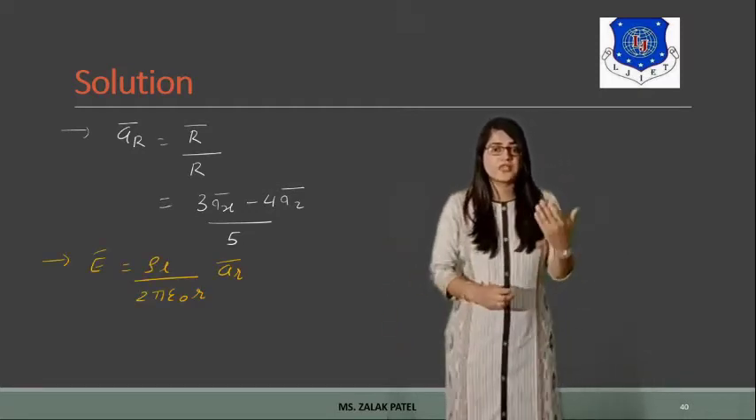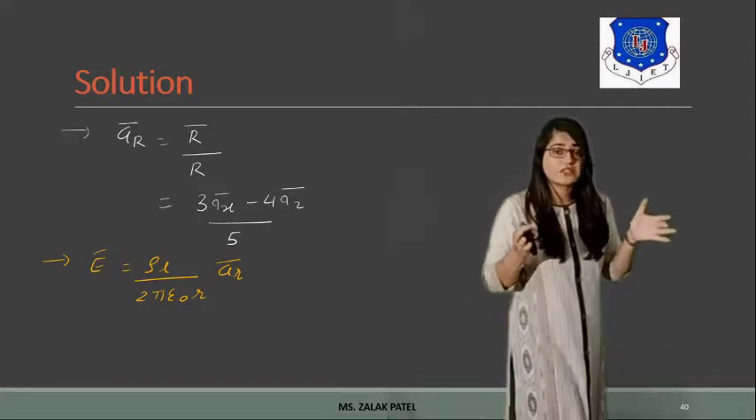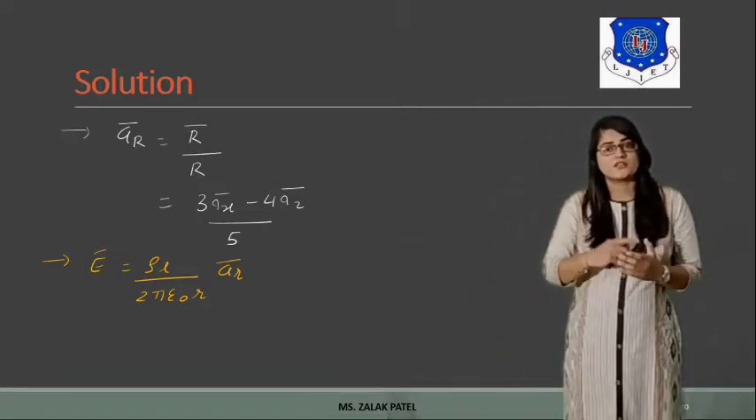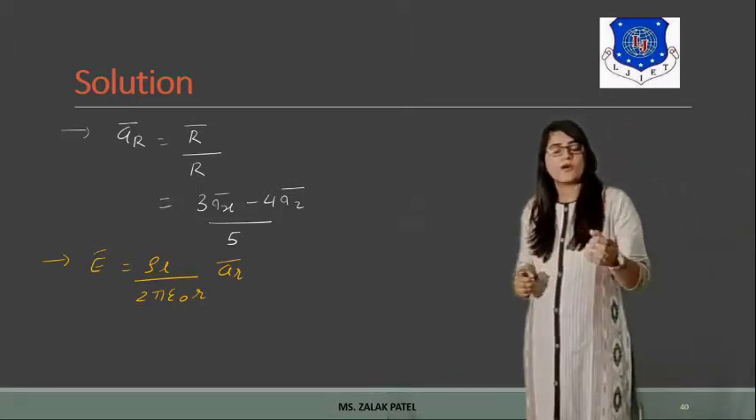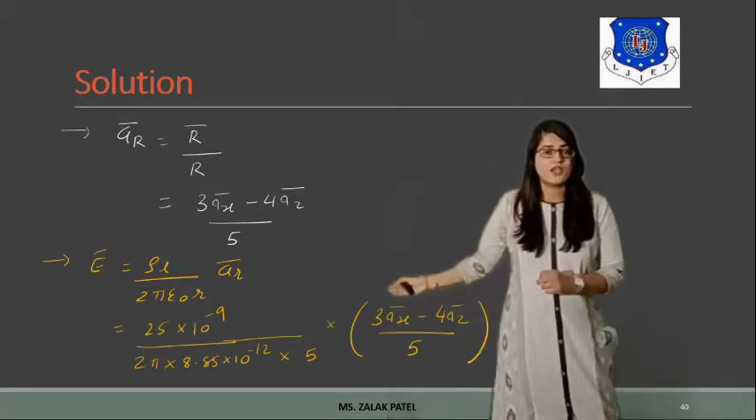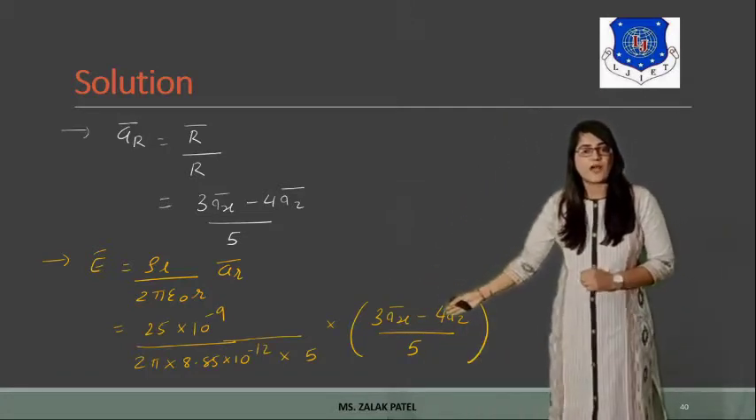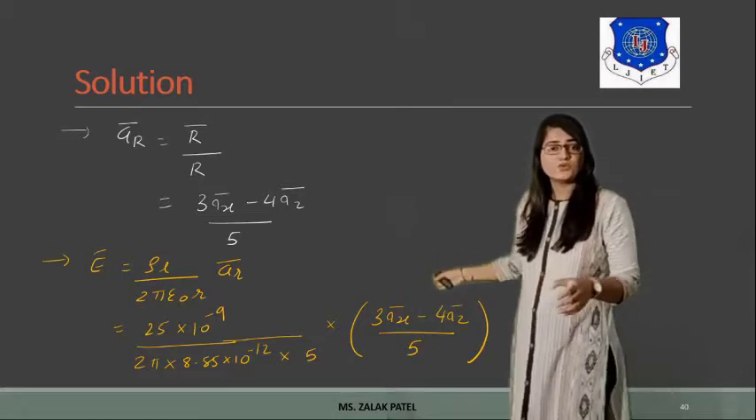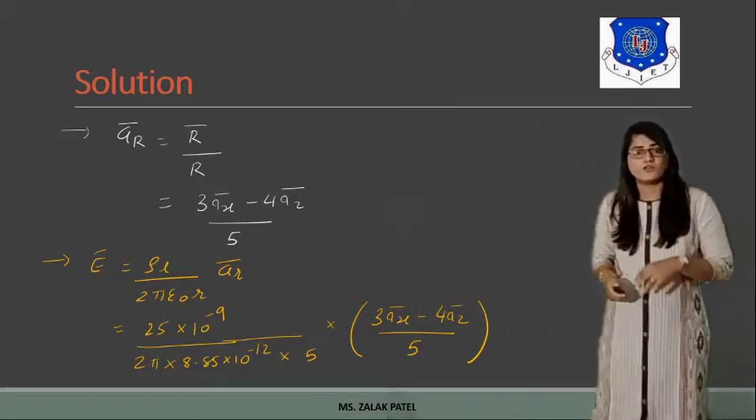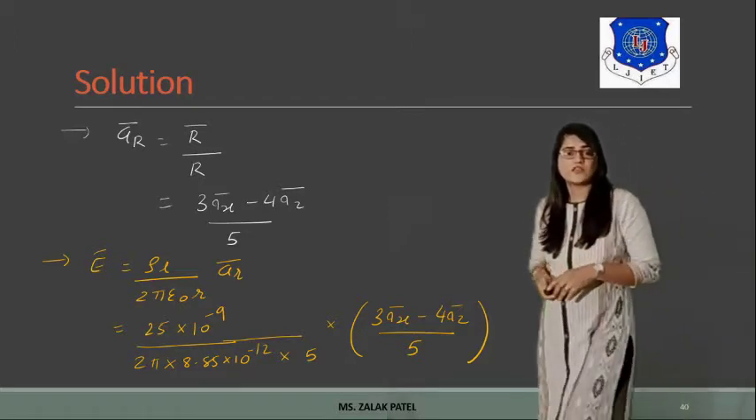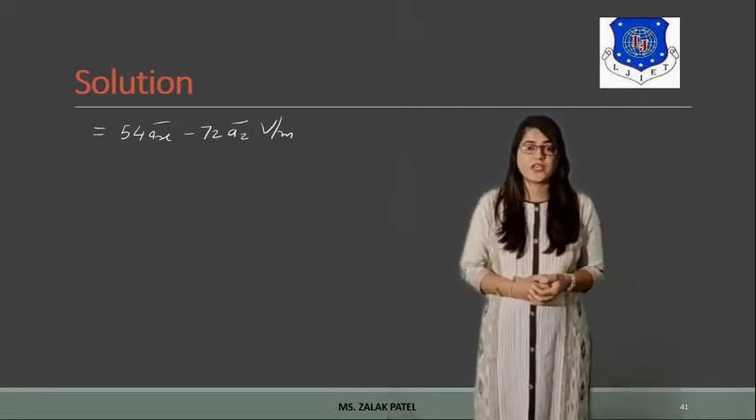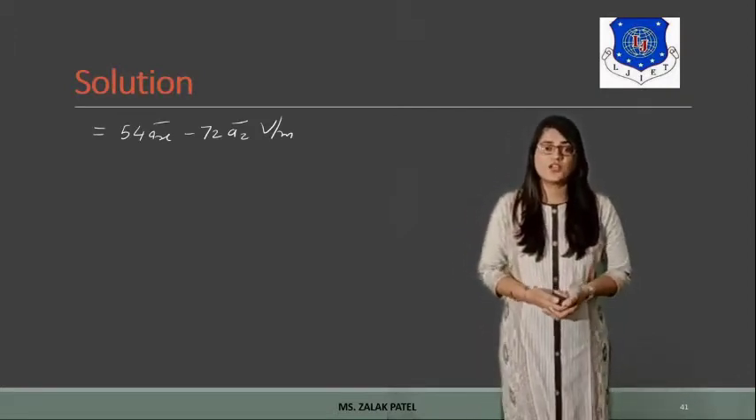Again you have to use the equation of the line charge distribution, because the problem statement says the question is for a line charge distribution. So rho L upon 2 pi epsilon 0 r times a_r bar. Here the value of rho L is 25 nanocoulomb upon 2 pi epsilon 0, r is 5, into a_r bar, that is 3ax minus 4az upon 5. So we get the value of E from this, that is 54ax minus 72az volt per meter.